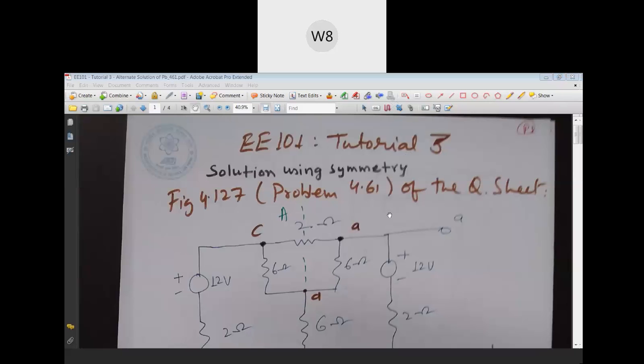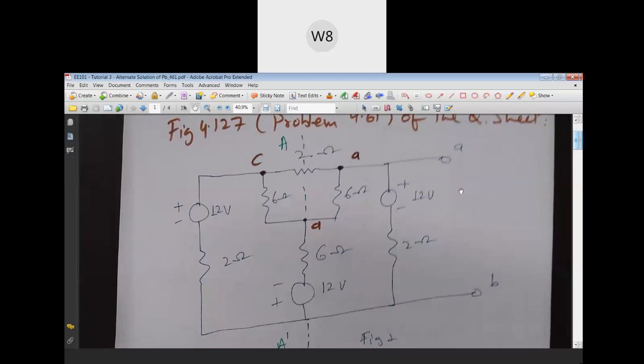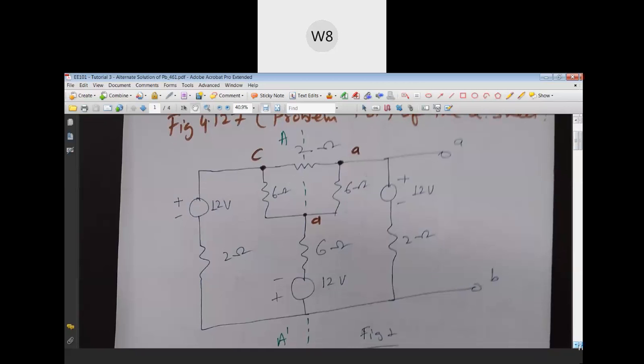So here we are revisiting problem number 4.61 from tutorial 3. This problem required us to find out Thevenin and Norton equivalent between node A and node B for this given circuit. This can of course be carried out by applying mesh analysis in the three meshes that exist in this circuit, but that will lead to three simultaneous equations in three unknowns. So it's going to be a bit cumbersome to solve in this way.